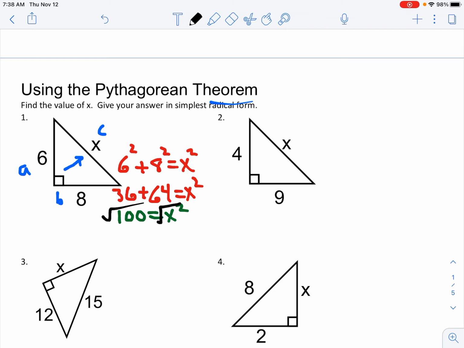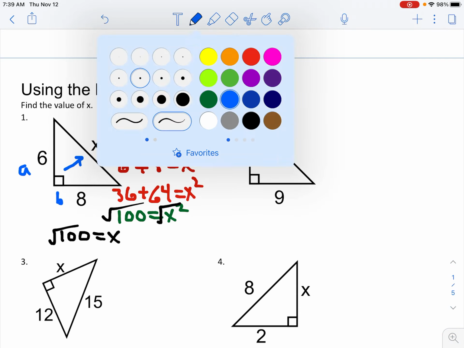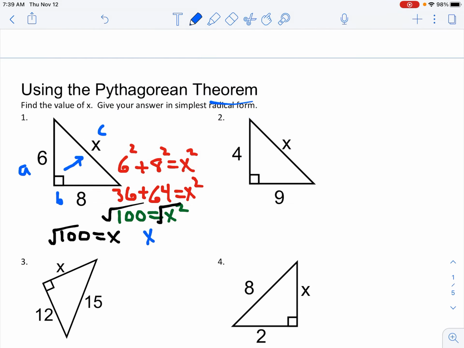Now remember, the opposite of squared is to square root it, so if I square root that, it'll cancel the square. I'm left with the square root of 100 equals x. And notice, we know the square root of 100, so we need to clean this up. Square root of 100 tells me that x will equal 10. As long as you identify C correctly, we can plug everything into the formula. Let's go ahead and try number 2.